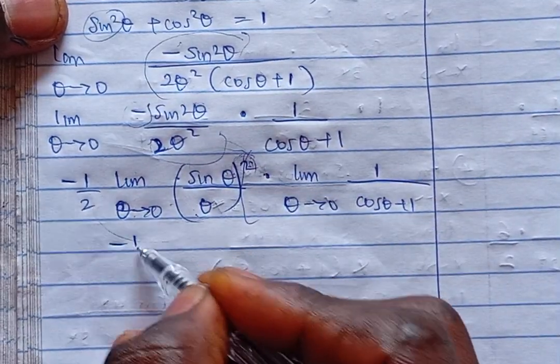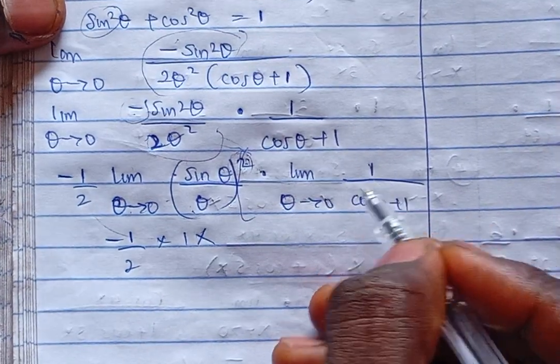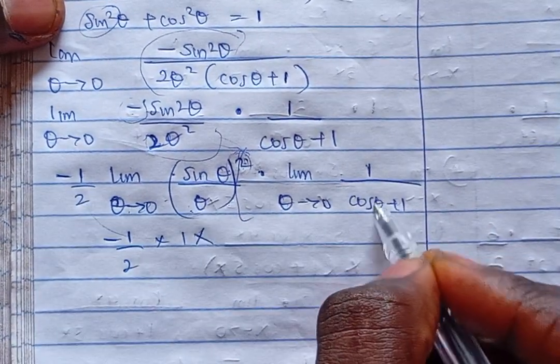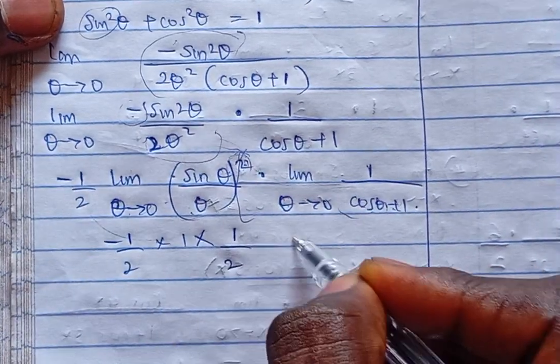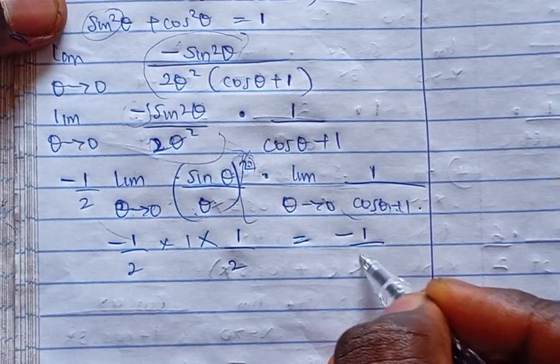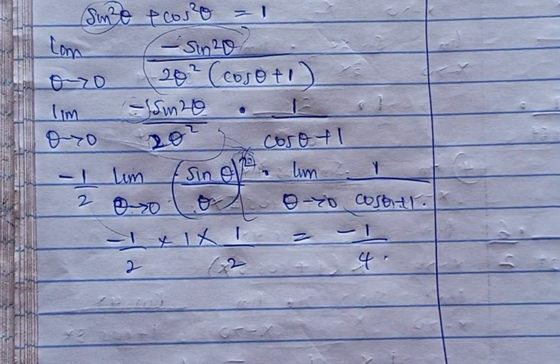So we have minus 1 over 2 multiplied by 1 multiplied by 1 divided by, as theta tends to 0, we have cos 0 is 1, 1 plus 1 is 2. So we have the answer to be minus 1 over 4. Do you get what I'm saying? So that's it for this question too.